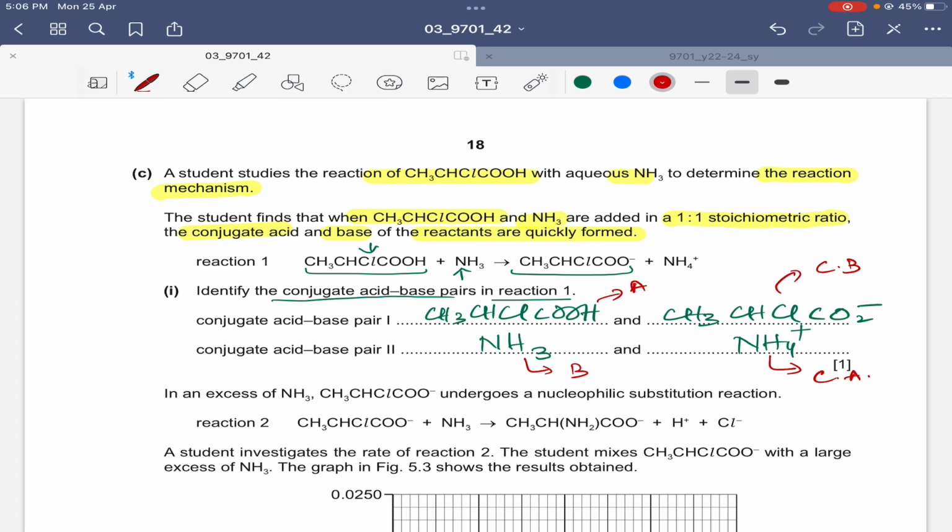All right. Then in the next part of the question, in an excess of ammonia, the chloropropanoate ion undergoes a nucleophilic substitution reaction. This chloropropanoate ion reacts with ammonia, and NH3 acts as a nucleophile and it replaces Cl. You can see that the amine group is placed in the position of Cl, and Cl minus leaves the ion as a leaving group.